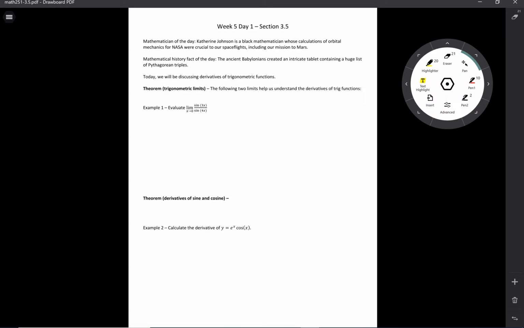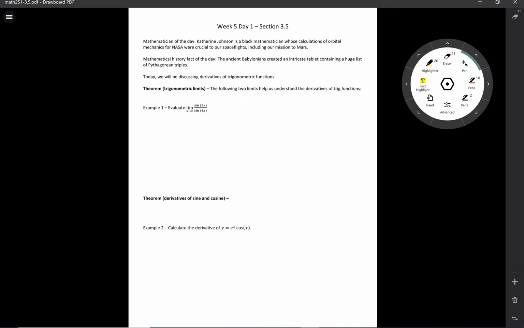And did you know that the ancient Babylonians created an intricate tablet containing a huge list of Pythagorean triples? Pythagorean triples are numbers like 3, 4, 5, 5, 12, 13, integer numbers that form perfect right triangles. So it's pretty remarkable that the ancient Babylonians knew all of these Pythagorean triples.